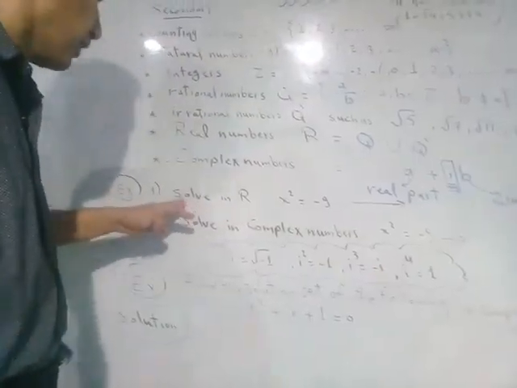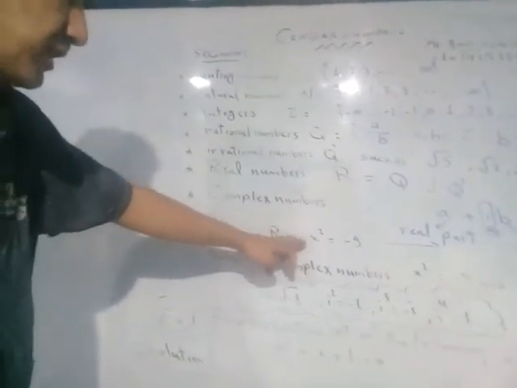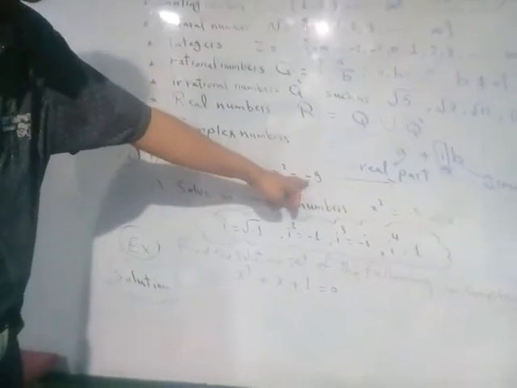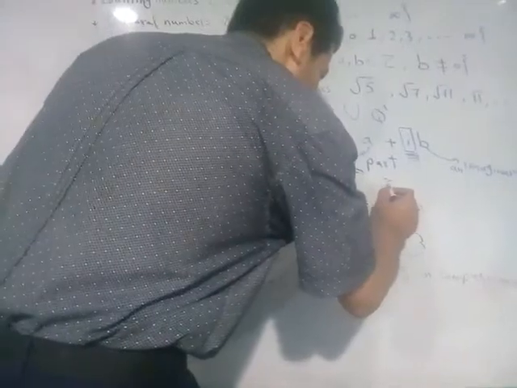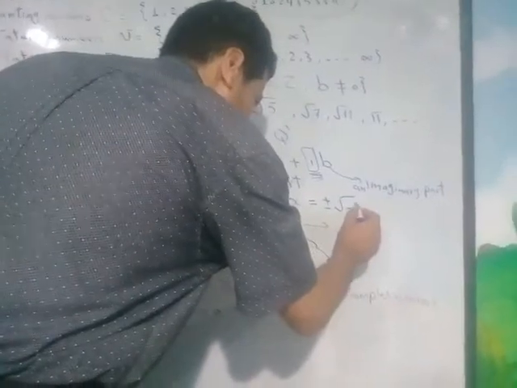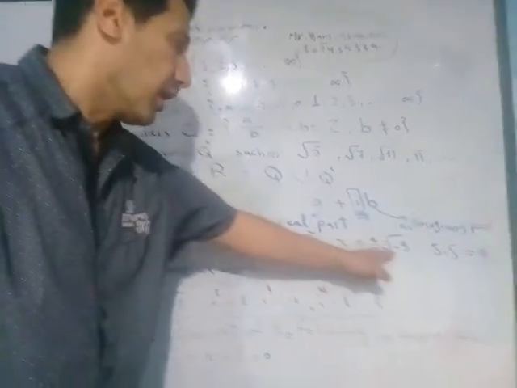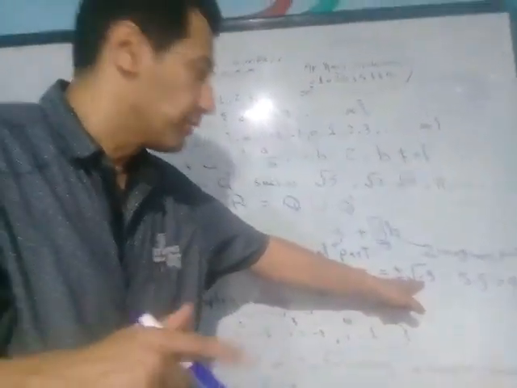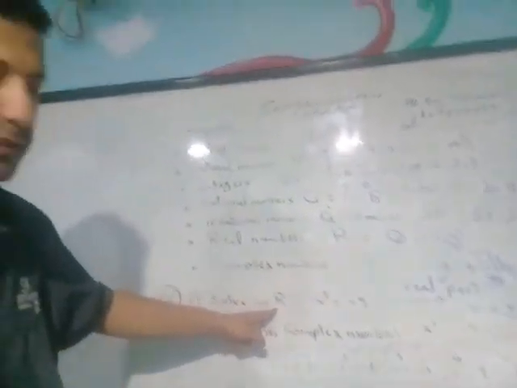I have now an example. Solve in R, real numbers. x power of 2 equals negative 9. That means x equals positive or negative square root of negative 9. In R, the solution set equals empty set. Why? Because I haven't a negative inside a square root in R, in real numbers.